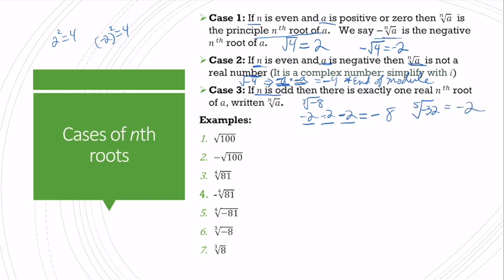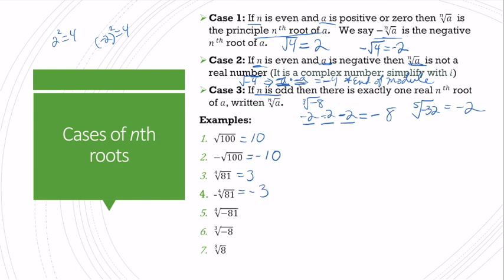So something to keep in mind. So if I want the square root of 100, that's 10. If I want negative square root of 100, that's -10. If I want the 4th root of 81, that's going to be 3. If I want the negative 4th root of 81, that's going to be -3.